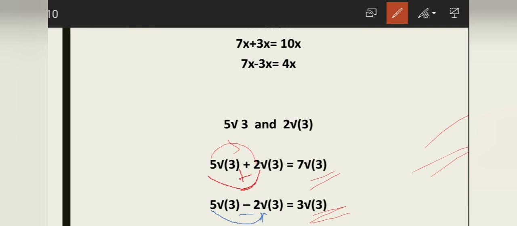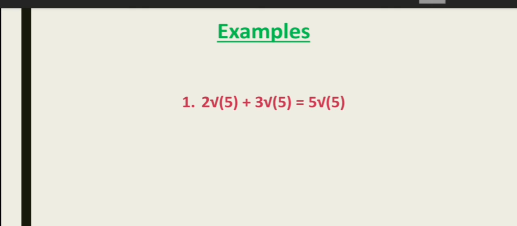Okay dear students, let's see some examples for addition and subtraction of irrational numbers. First example is 2 root 5 plus 3 root 5. So here we are adding only this 2 and 3. We are not doing anything with root 5. Root 5 is written as it is. Add only the coefficient. It will be 5 root 5.